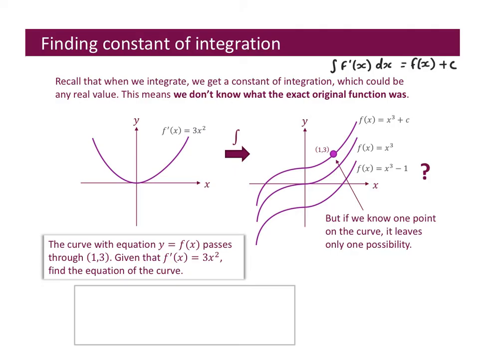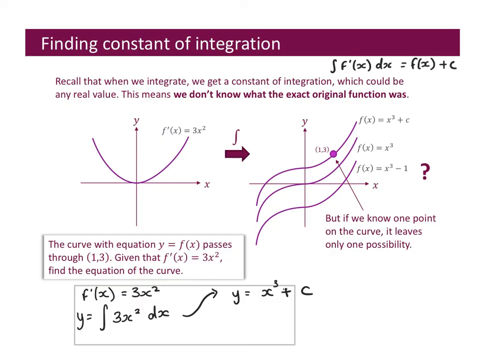Here we go. Step 1. We know that f dash of x equals 3x squared. I always write it again to make sure it's in the base x, yeah? So that means y equals the integral of 3x squared with respect to x. If we integrate 3x squared, increase the power by 1: x cubed, 3 divided by 3 is 1, plus c. This is now the equation of our function.